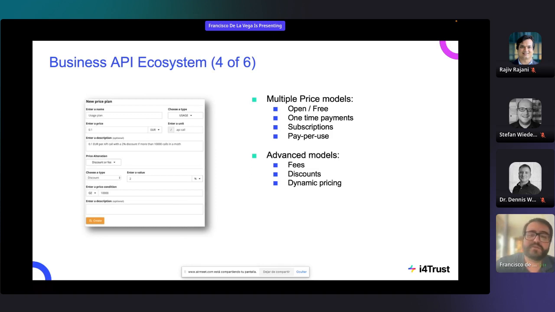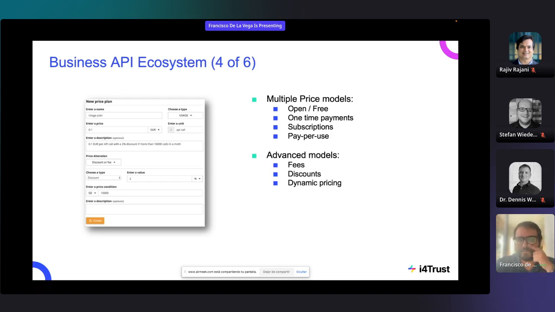And there is also the possibility of defining open offers. Open offers are those offers that do not need to be bought in order to access the resource. This is typically used in use cases with things like open data, where you don't even need to register. This is there. So you can create an open offer for this, and then it is possible to access the specific asset directly.